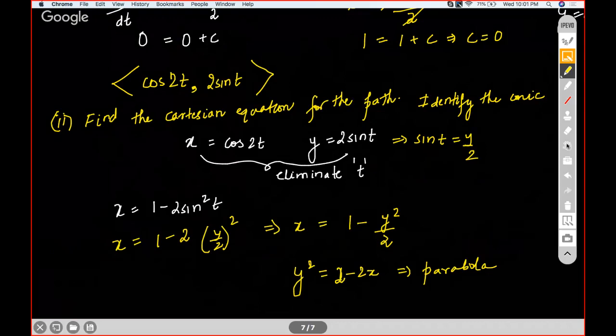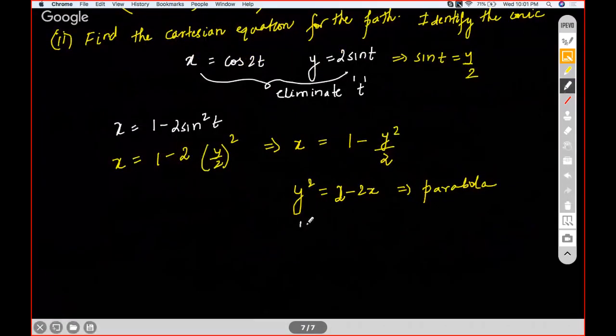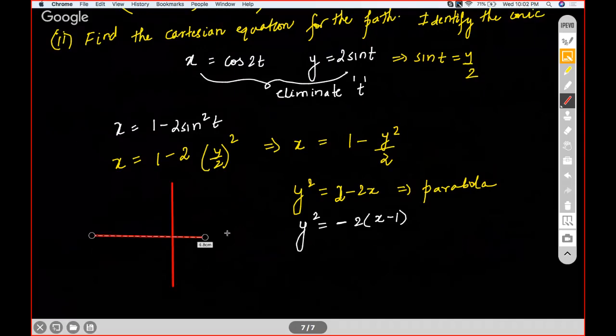Can you sketch this parabola? Yeah, I think I got it. All right.